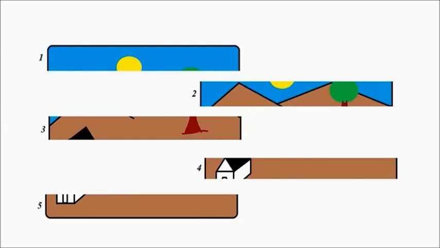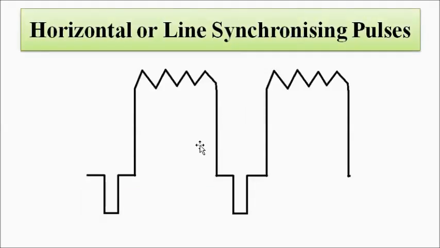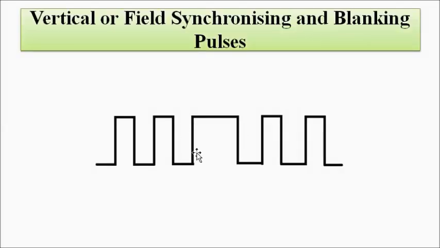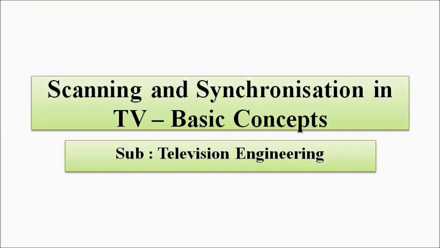So the synchronizing pulses look something like this, the horizontal or line synchronizing pulses, and the vertical or field synchronizing pulses look something like this, and the equalizing pulses are simply a pulse train like this. The width of all the pulses is the same, but here in the middle there is a slightly higher width. Why it happens like this we'll discuss in the transducer section. Here just understand this much. So here we have discussed the general principle of scanning and synchronization in TV transmitter and receiver.